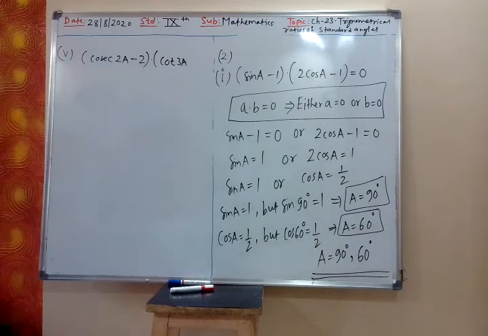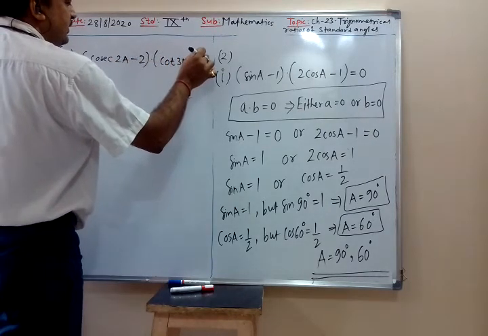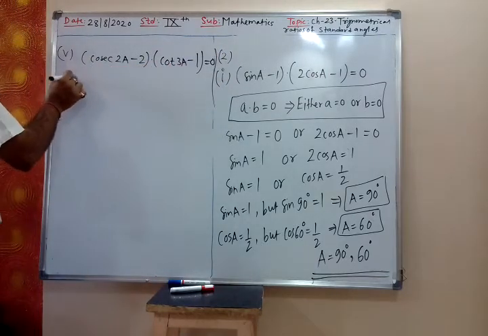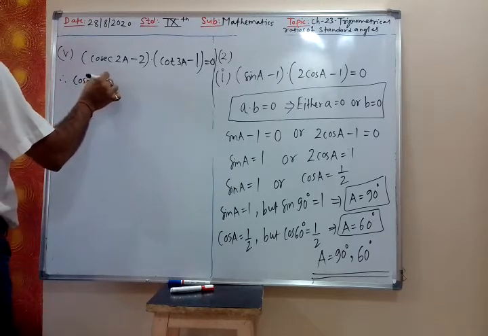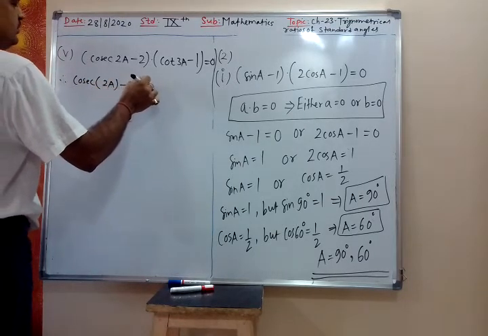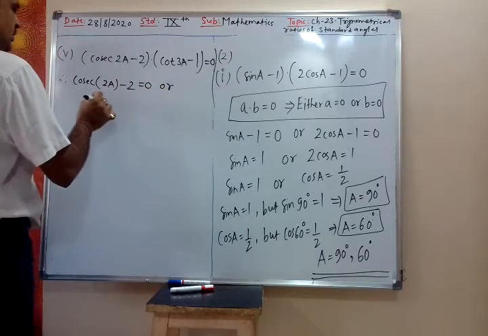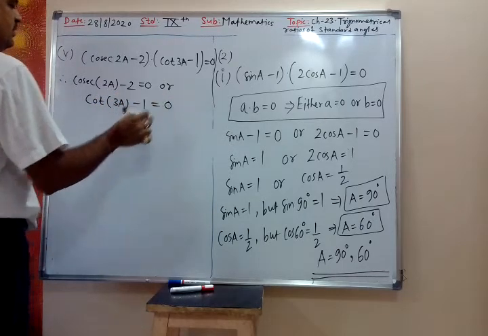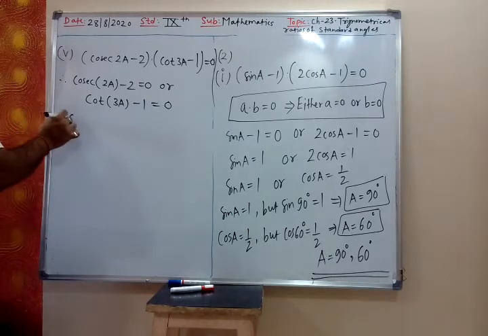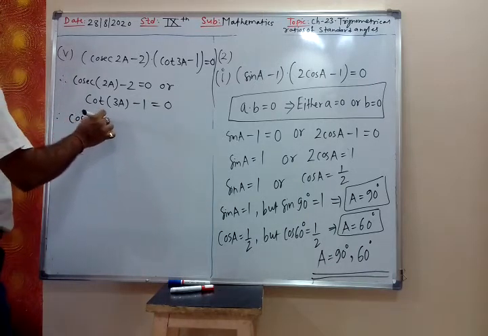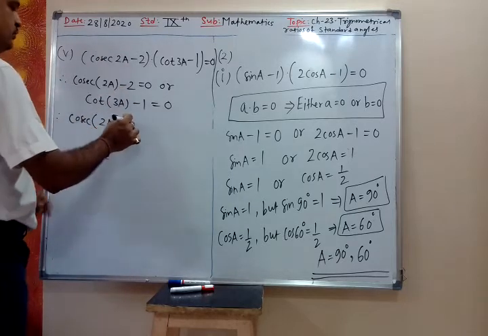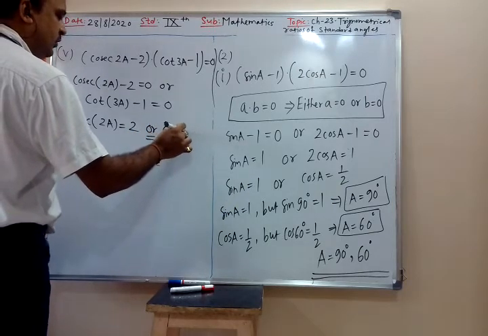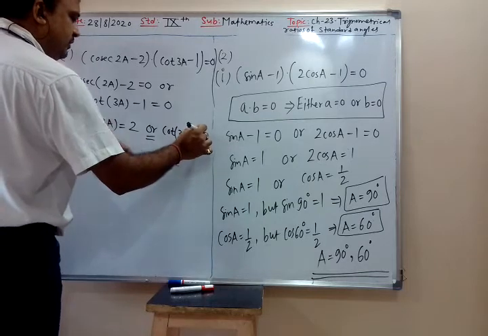3A is the angle. So the multiplication of these two is 0, that will give you cosec 2A, we write 2A in the angle. Cosec 2A minus 2 is equal to 0, or cot 3A, we write the angle in the bracket, 3A minus 1 is equal to 0. So that will give you cosec 2A is equal to 0 plus 2, 2, or cot 3A is equal to 0 plus 1, 1.